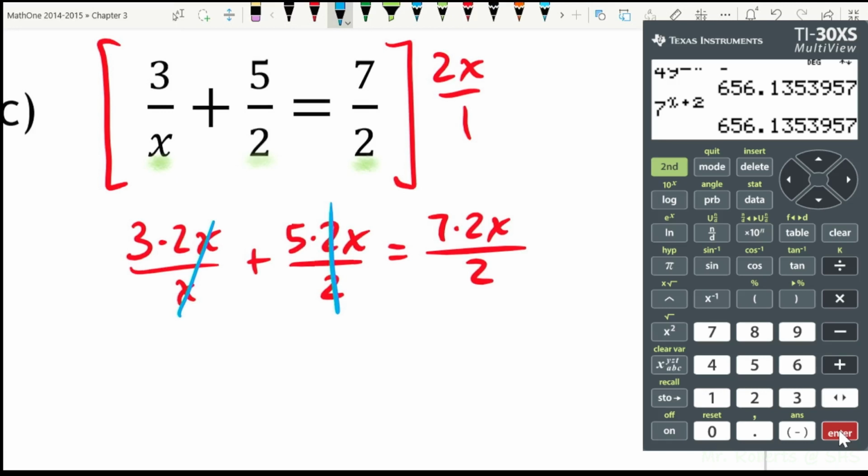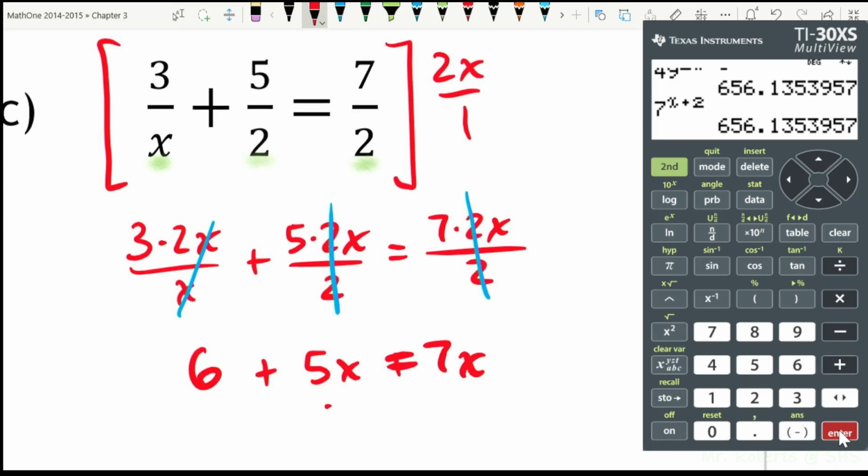This is a giant 1. And this is a giant 1. Okay, so what does this become? Well, the first term is going to be the number 6. And then I'm going to have plus 5x. And I'm going to have equals 7x.